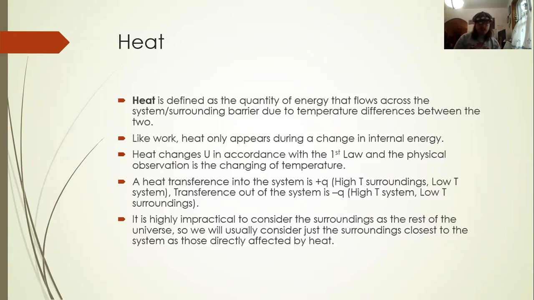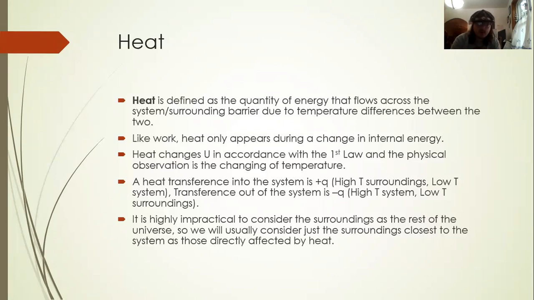It's going to fit in accordance with the first law, and we're going to see a change in temperature as a heat. When we have a high temperature surroundings and low temperature system, heat will flow into the system. So it's hot outside, it's cold in your house, you open the door, heat flows in, positive heat flow. It's cold outside, the house is all nice and toasty warm, you open the door, heat flows out, negative heat flow.